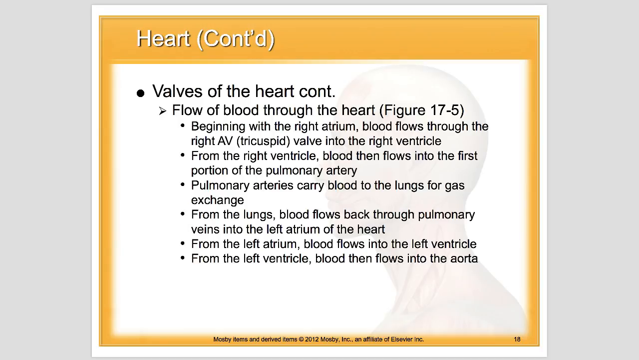So this goes through the blood flow of the heart. This is what I tried to show you in my basic drawing. So if you want to see it in word form, there's a great place to look. And it just goes through the same steps we went through. Right atrium through the tricuspid valve to the right ventricle to the pulmonary artery to the lungs to the pulmonary vein, to the left atrium to the left ventricle, and then the left ventricle to the aorta.